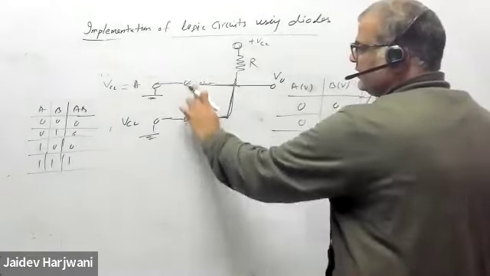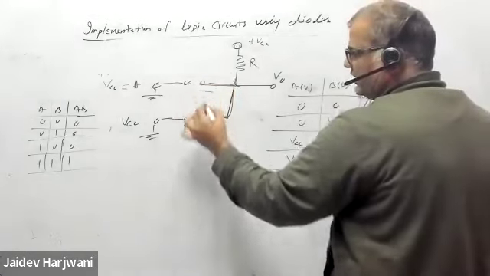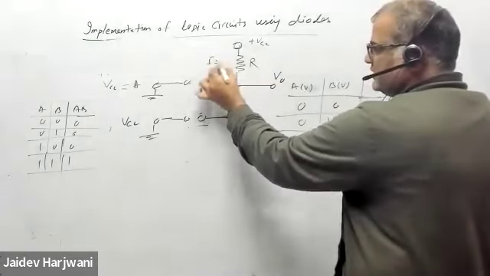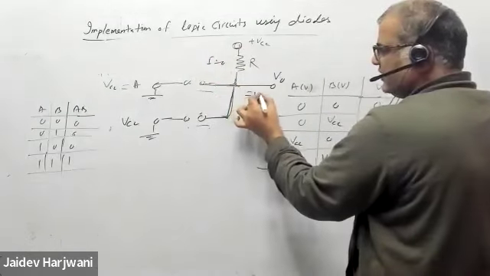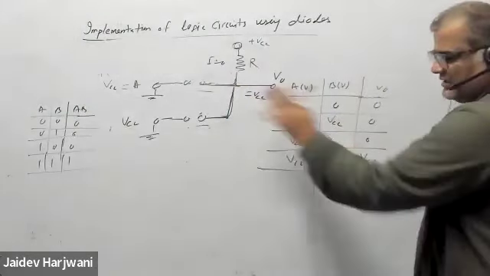This becomes open, so current cannot go here. Current cannot go here, so here current is I0. So this voltage automatically comes here, VCC. This is your AND gate. I think now it's clear.